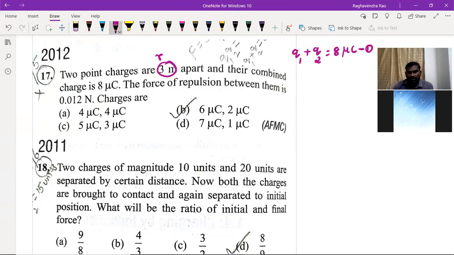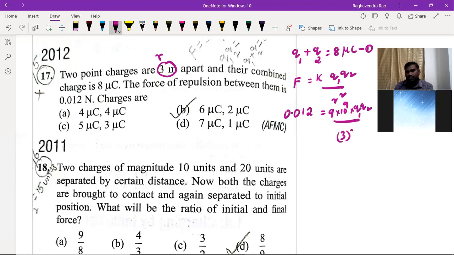Now the force of repulsion is given. What is meant by force of repulsion? F is equal to K into Q1 Q2 by R square. Now the F value is given as 0.012 Newton, which is equal to the K value, 9 into 10 power of 9, into Q1 Q2 by R value 3 square. So 3 square is 9, which will cancel. This is 12 into 10 power of minus 3, and this is 10 power of 9. We can simplify and get the value of Q1 Q2. That is equation number 2.